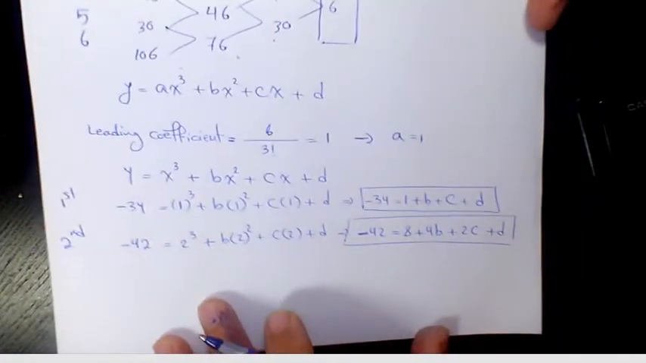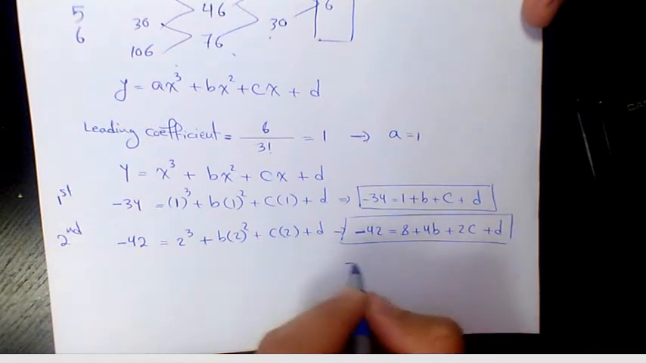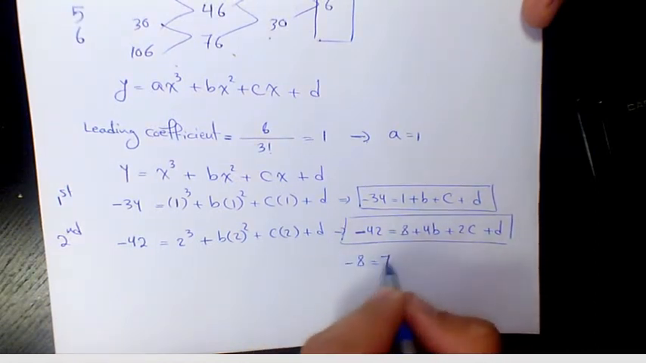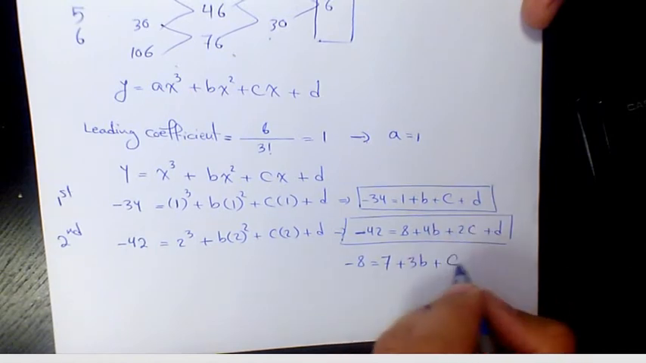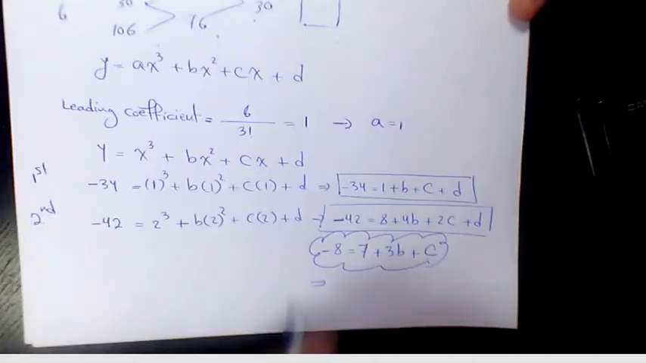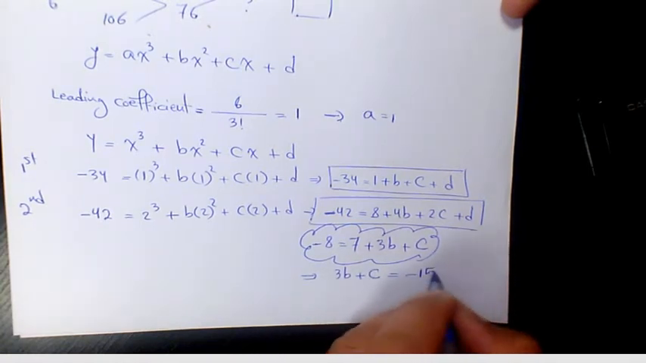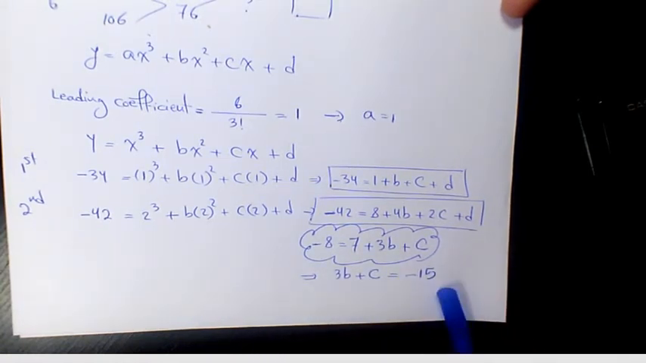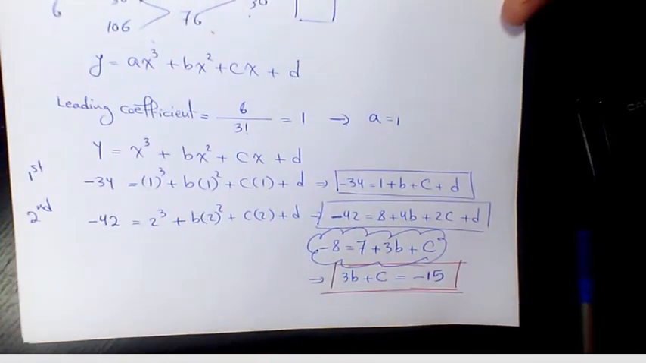When you find the difference, negative 42 minus negative 34 is going to be negative 8. 8 minus 1 is going to be 7. 4b minus b is going to be 3b. 2c minus c is going to be c. d minus d is going to be 0. So that's going to be one equation. When you move 7 to the other side, it's going to be 3b plus c equals negative 15. So that's basically one equation.